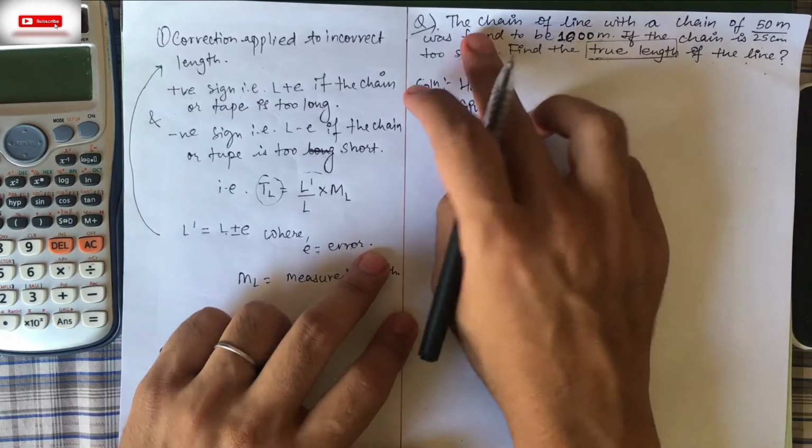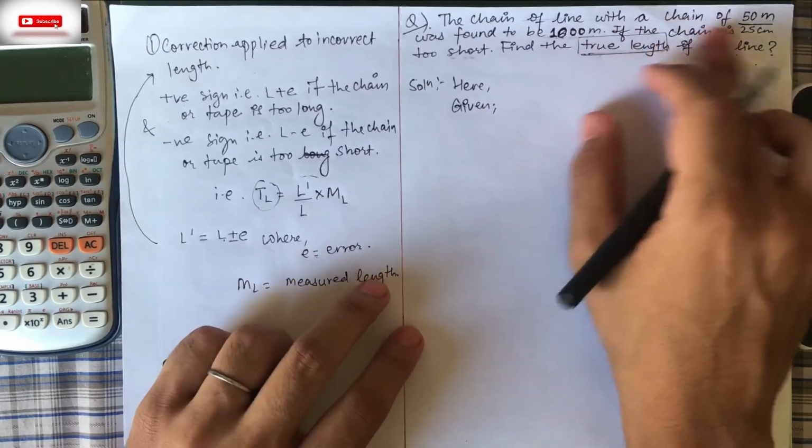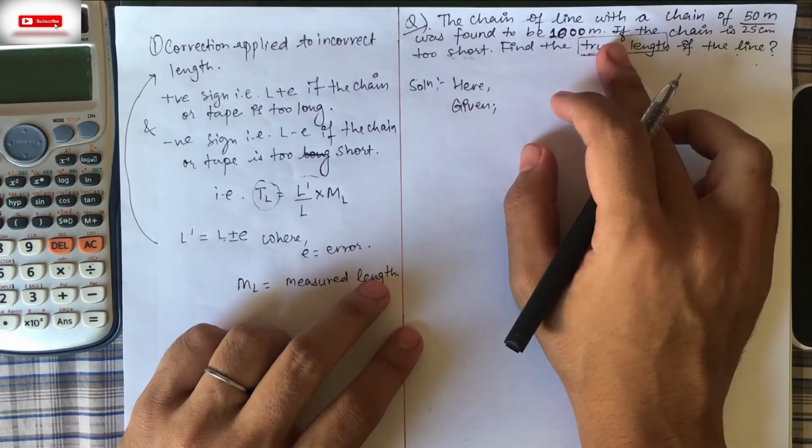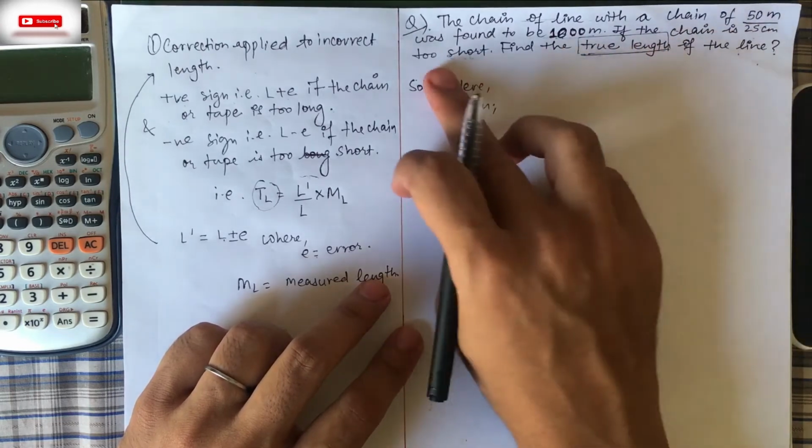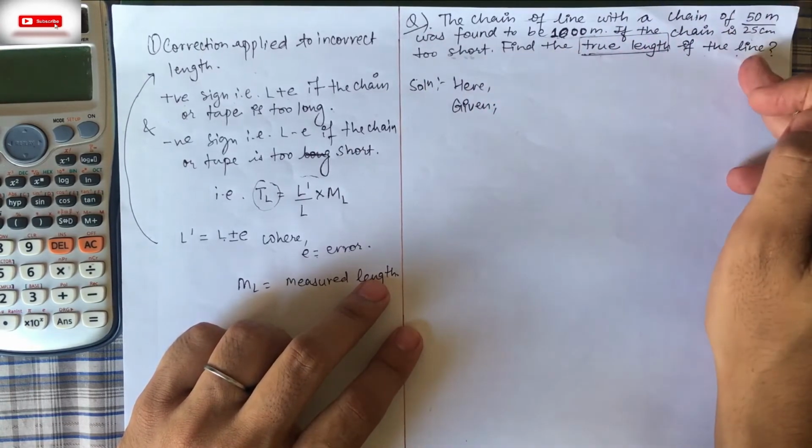Let's read the question first. The chain of line with a chain of 50 meter was found to be 1000 meter. If the chain is 25 centimeter too short, find the true length of the line.